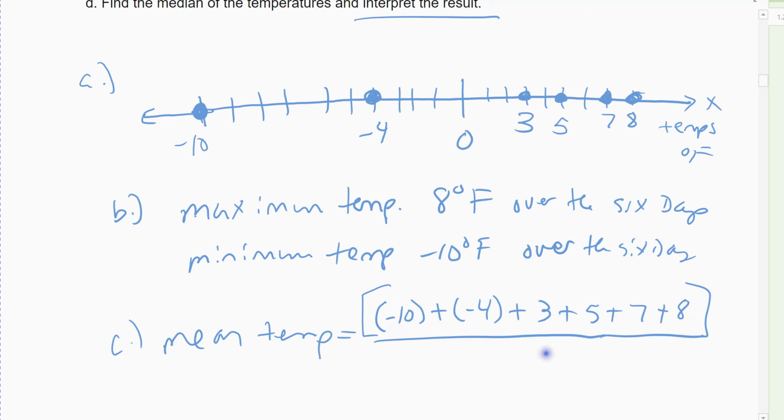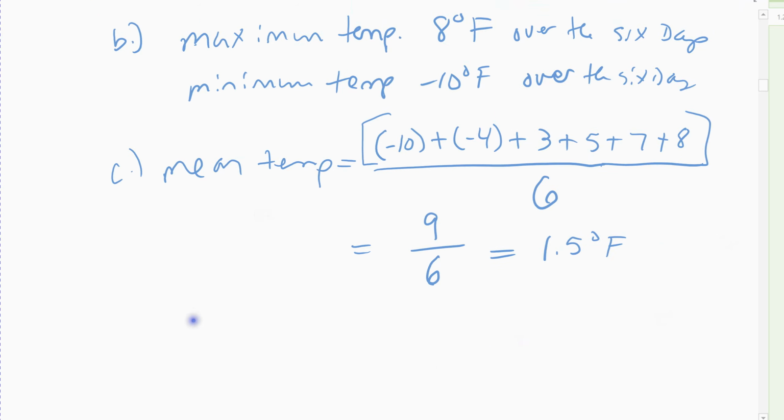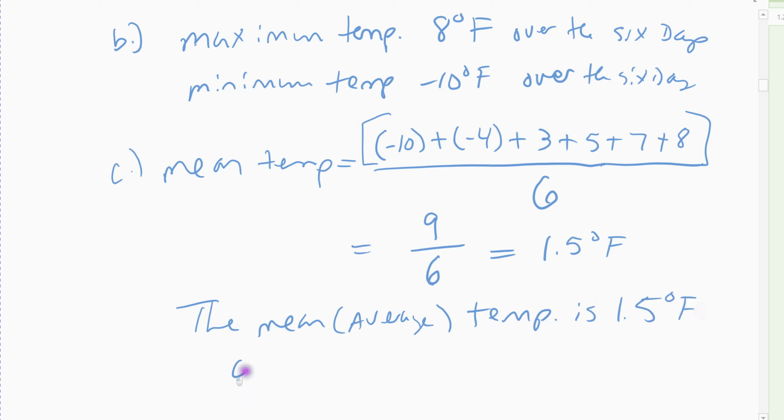Alright, so you add all those up and divide by the 6, because that's how many numbers there are, right? There are 6 temperatures. So up top, when I add all those up, it comes to 9, divide by 6, which is 1.5 degrees. So the average temperature over the 6 days, or the mean average temp, is 1.5 degrees Fahrenheit over those 6 days.